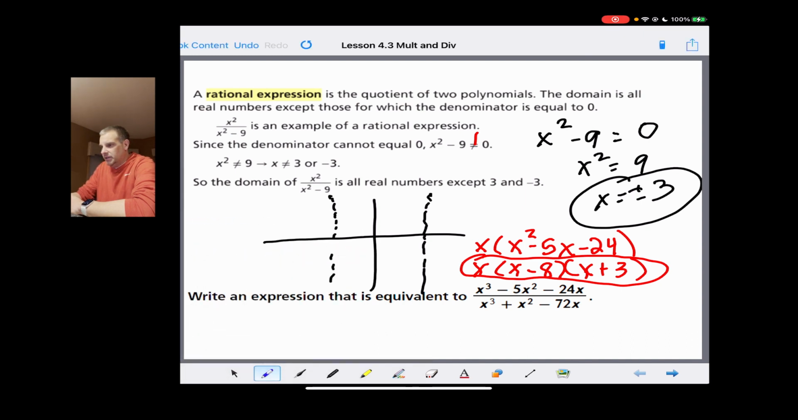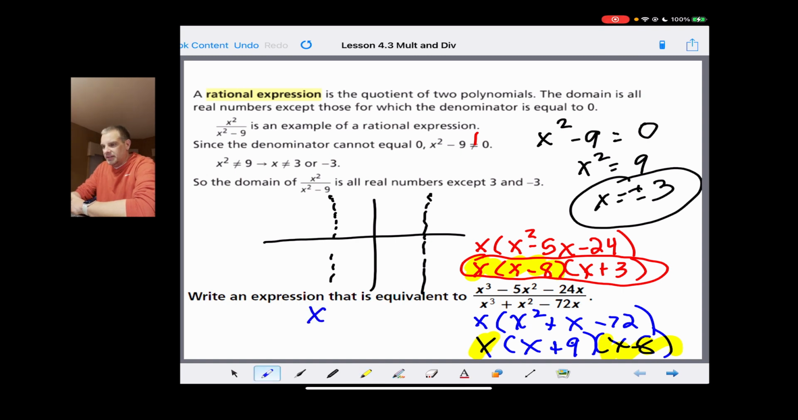Change colors here for the denominator. I can take out an x. And then that leaves me with x squared plus x minus 72. So that's x times x plus 9 and x minus 8. So when we look at ones that are the same, that's division, which is going to give us 1. These are the same. Those are going to give us divisions of 1. So the simplified form of this is, on the numerator, I've got x plus 3. And in the denominator, I've got x plus 9. So that's the simplified form of this.